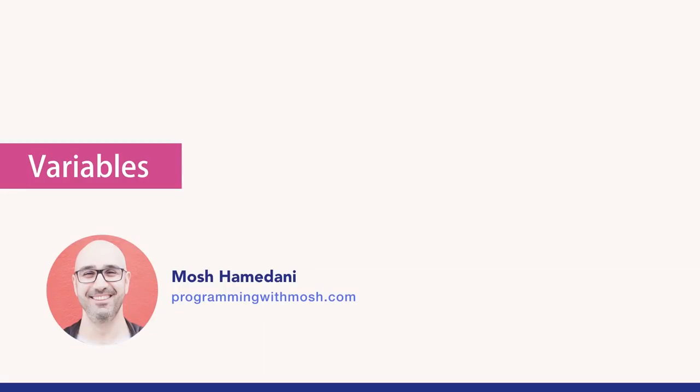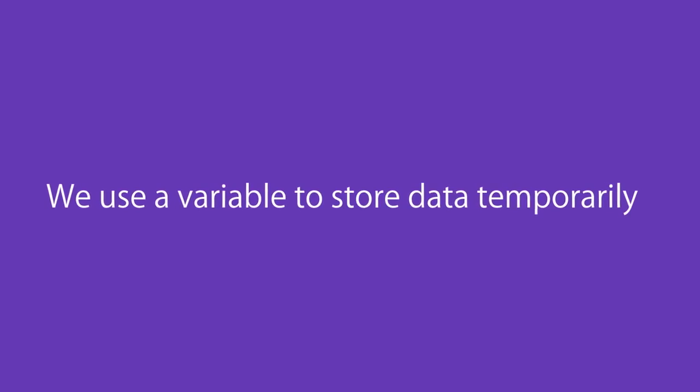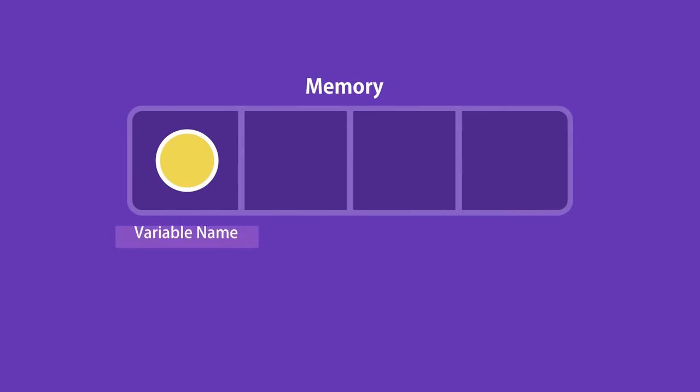Let's start this section by a discussion of variables, which are one of the most fundamental concepts in JavaScript and any other programming languages. In programming, we use a variable to store data temporarily in a computer's memory. So we store our data somewhere and give that memory location a name. And with this name, we can read the data at the given location in the future.